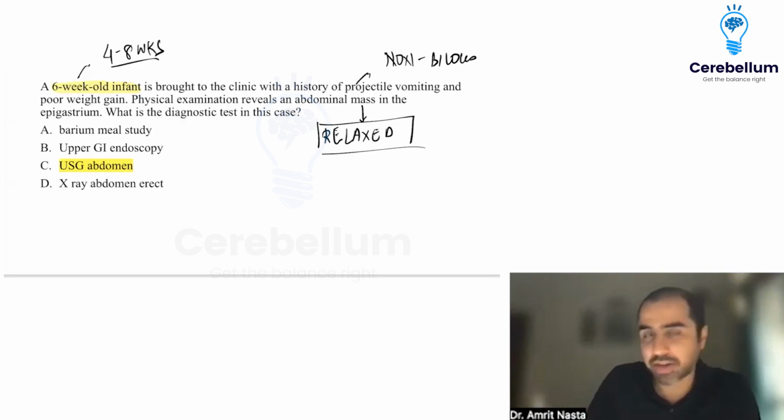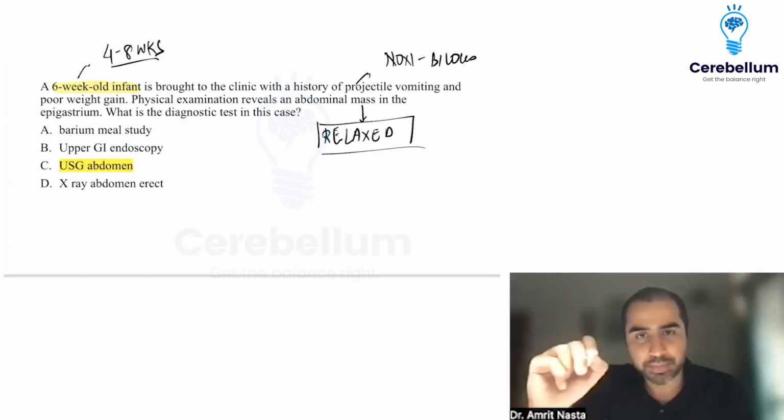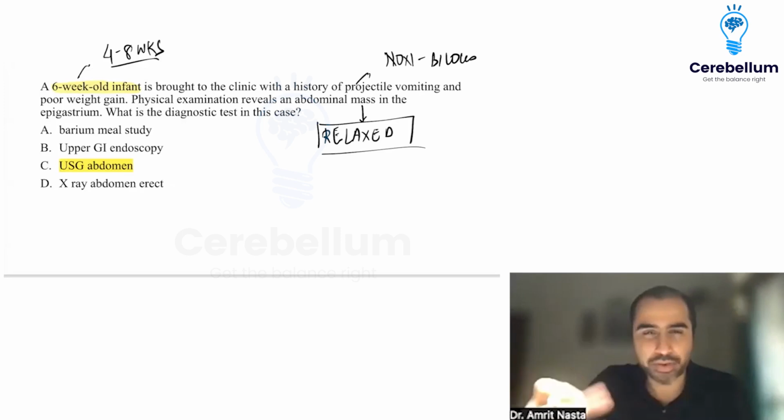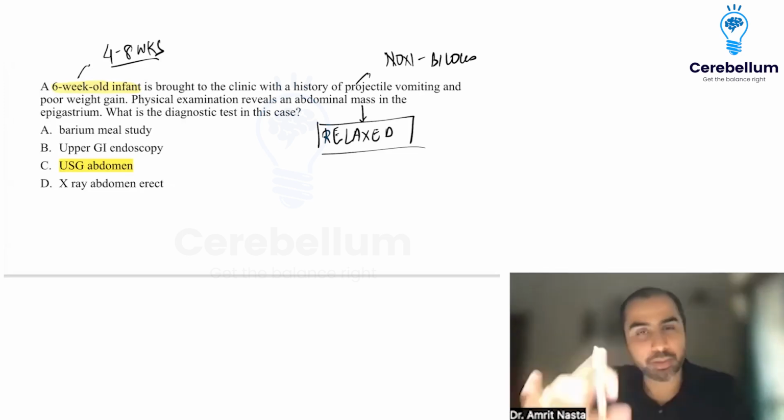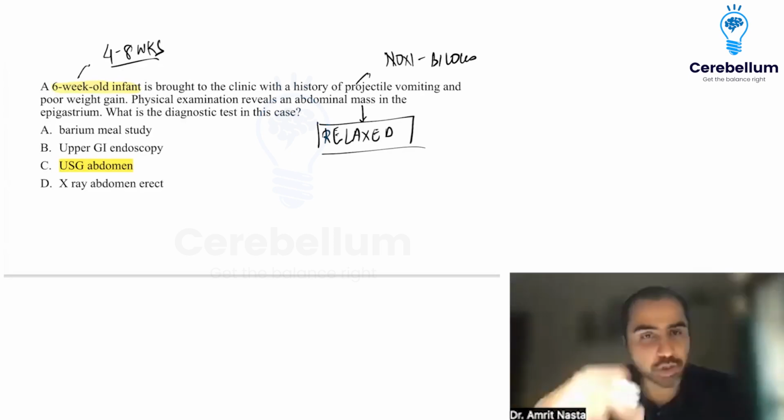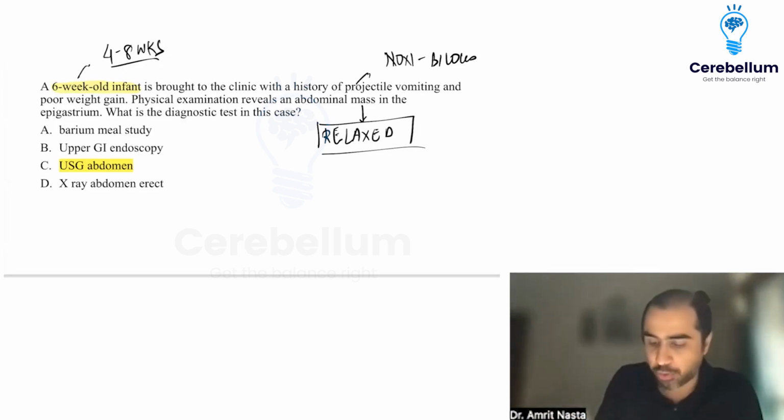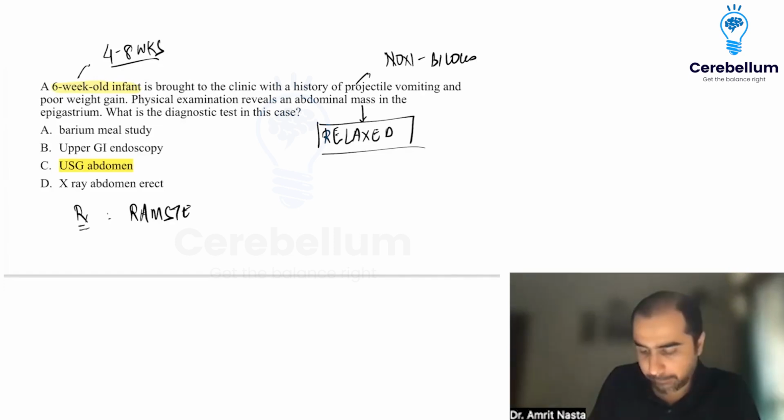In the notes, it is given unfed. Please change that. Unfed is not important. Feeding, not feeding, that's not important. What's more important is he should be relaxed. He should not be vomiting. He should not be crying. And USG abdomen is going to be the test of choice. The treatment is going to be Ramstedt's pyloromyotomy.